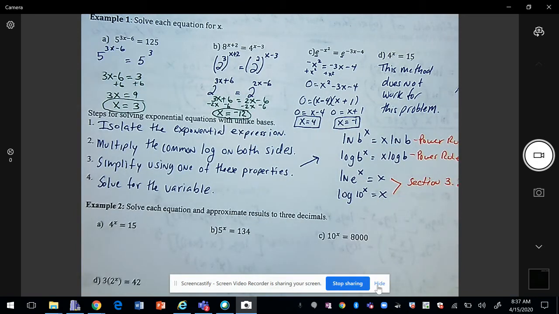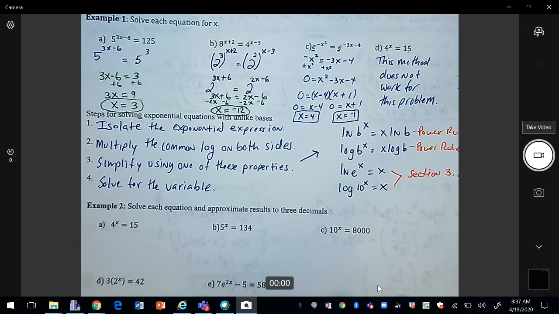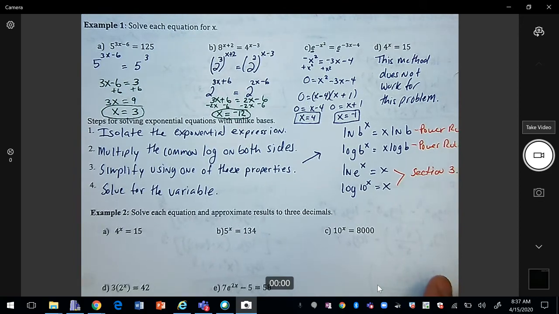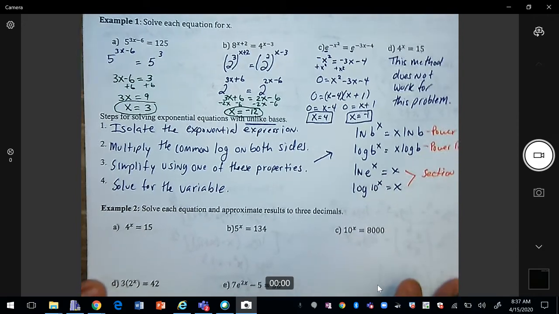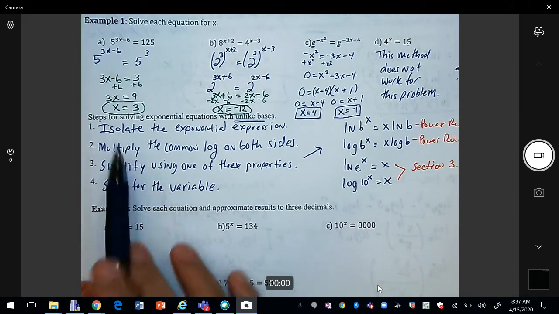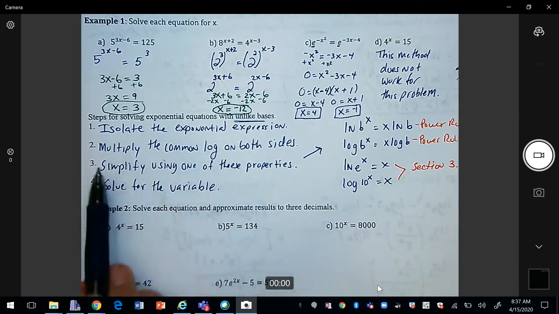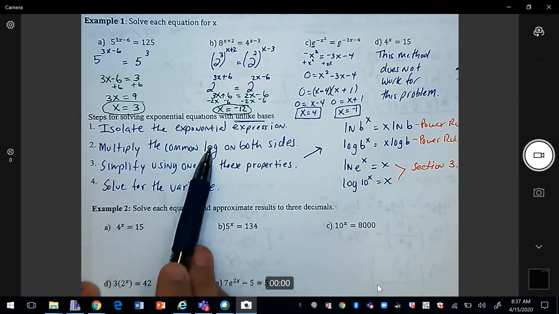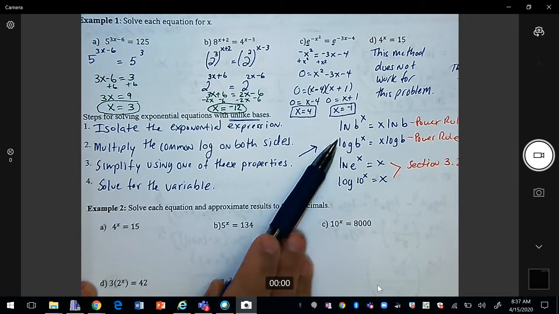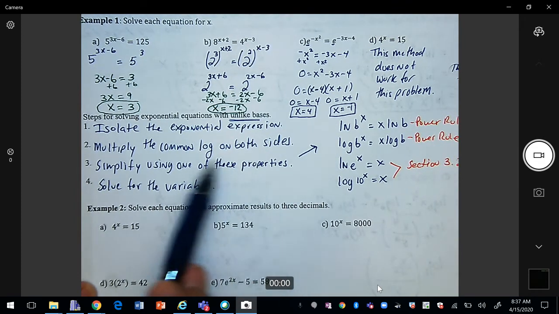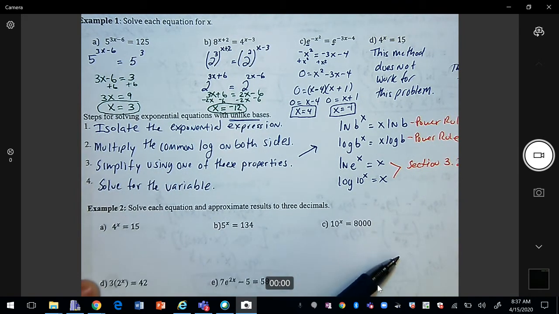So here we have the steps for solving exponential equations with unlike bases. The first thing we're going to do is isolate the exponential expression, take the common log on both sides, simplify using one of the properties that I have listed over here, and solve for the variable.